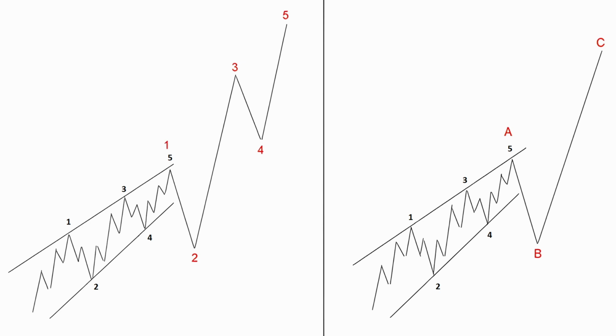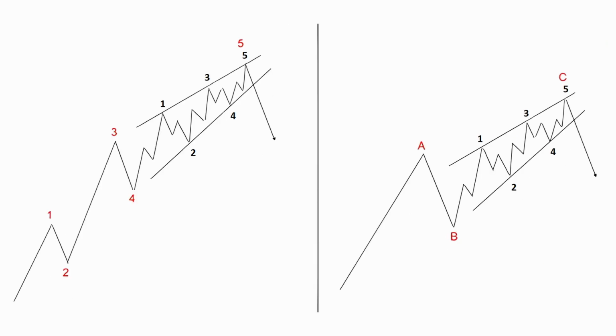Diagonals come in two types: leading diagonals, which kick off a new trend, and ending diagonals, which cap off a larger move. Both are labeled with 5 waves: 1, 2, 3, 4, and 5. Unlike a standard impulse wave, each wave in an ending diagonal is a corrective pattern. Each wave subdivides into 3 waves.